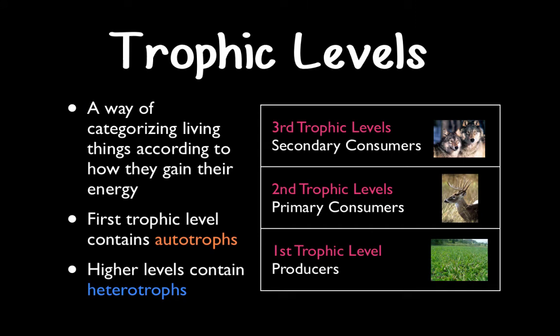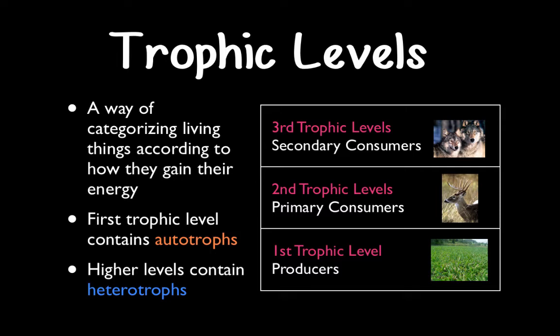Next, we've got trophic levels. Trophic levels are just a way of categorizing living things according to how they gain their energy. Your first trophic level contains your autotrophs, so things like your plants, which are your producers. The higher levels contain the heterotrophs, which are your consumers.